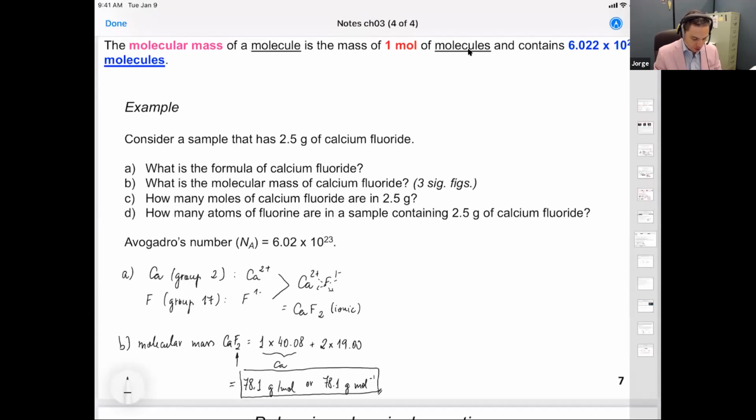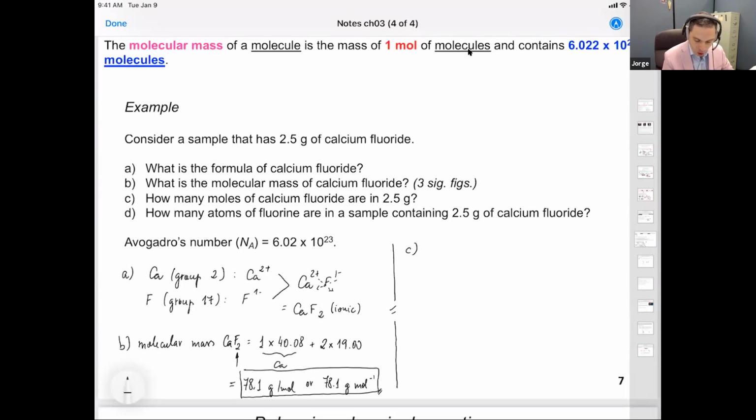Okay, so in the calculation of the molecular mass, I will usually tell you the number of sig figs that I want, because if you go to the periodic table, you can find a lot of sig figs. So we will chop it up usually to 3 or 4 sig figs. Okay, so again, the molecular mass of a molecule or a compound tells us the mass of 1 mole of molecules. In this case, for the calcium fluoride, 78.1 grams corresponds to 1 mole of calcium fluoride. And that is the idea that I'm going to use to solve item C.